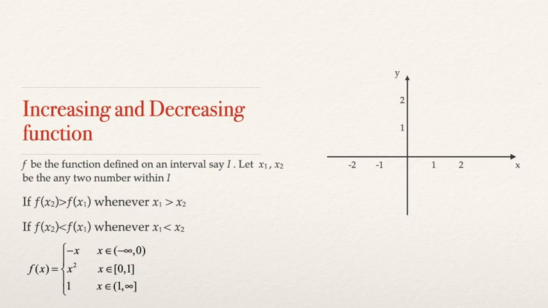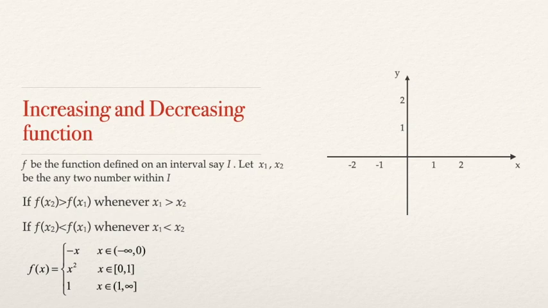Now let us understand how we can tell whether a function is increasing or decreasing. If the graph of a function climbs or rises as you move from left to right, we say that the function is increasing. If the graph falls as you move from left to right, the function is decreasing. Suppose f is a function defined on an interval, say I, and I already talked about the interval in my previous lecture. Let x1 and x2 be any two numbers within interval I.